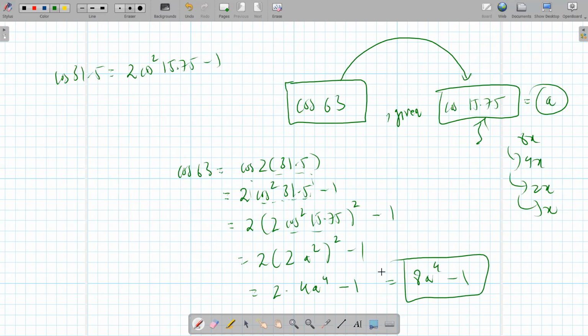Oh, and wait, where did you get the squared on the outside? The square on the outside came from this. And why did you put it on the outside? Because that's what that means, right? The squared on the outside means cosine of 31.5 whole squared. So the whole thing, yeah.